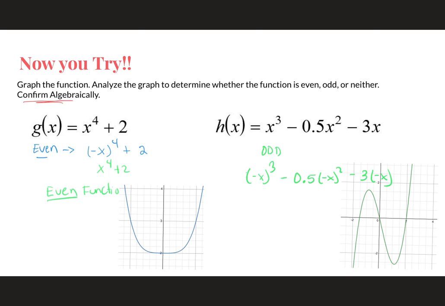So when I simplify, a negative cubed just gives me a negative. This will give me a positive x and then positive 3x. So it's almost all negative, but I do not have a complete opposite function. So this is neither even nor odd because it did not satisfy the test. So this is an example of why it is important to do an algebraic test, because even though it may appear to be symmetric about one of the three, it does not guarantee that it will be.